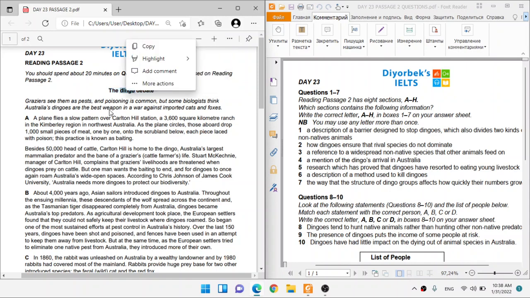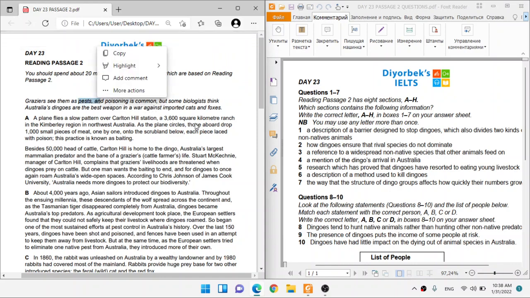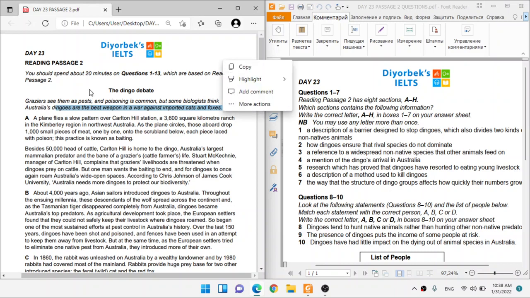I know the dingo is a kind of animal that grazers see as pests, and poisoning is common, but some biologists think Australia's dingoes are the best weapon in a war against imported cats and foxes. So we've got two groups of people who think differently about the dingoes. Biologists think they are good for killing off cats and foxes, which are not good. Grazers see them as pests, and they even go as far as to kill them.